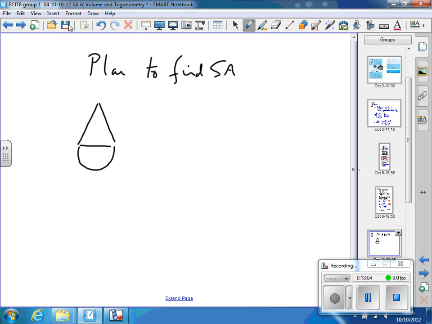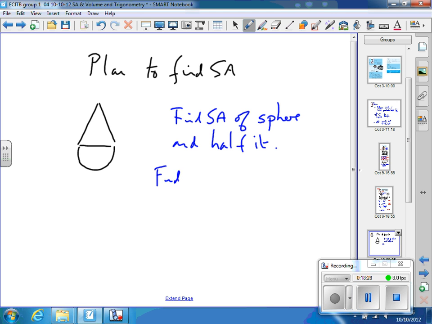Yeah. No? Right, okay. So how are we going to find the surface area of this thing? We're going to find the surface area of the sphere and half it. And then we're going to find the surface area of the curved side of the cone and add them.